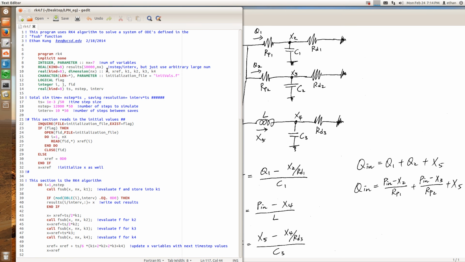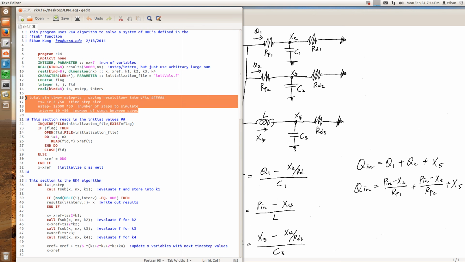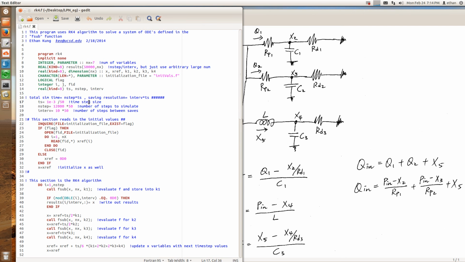We need one of them to keep time, and then if you want to print out additional results, that's going to take up a spot for the variables that you want to use in this program. So I'm just going to set it at 7 right now, and you'll see why. But you need at least as many as you have variables. And then here you can set the time step size you want to use, how many time steps you want to simulate, and how often you want to save the results.